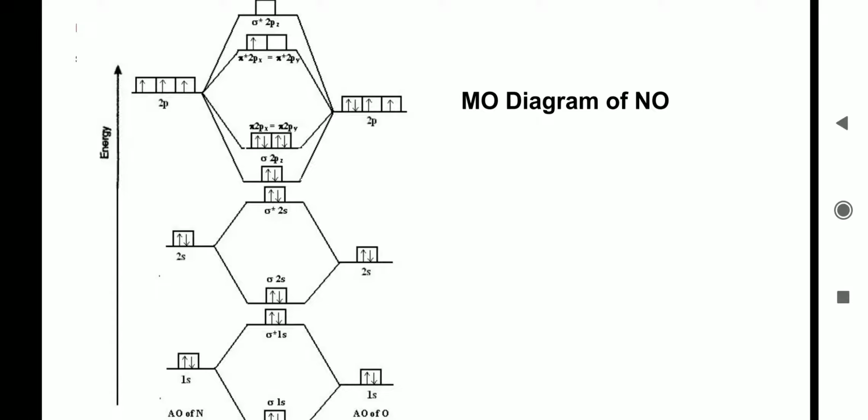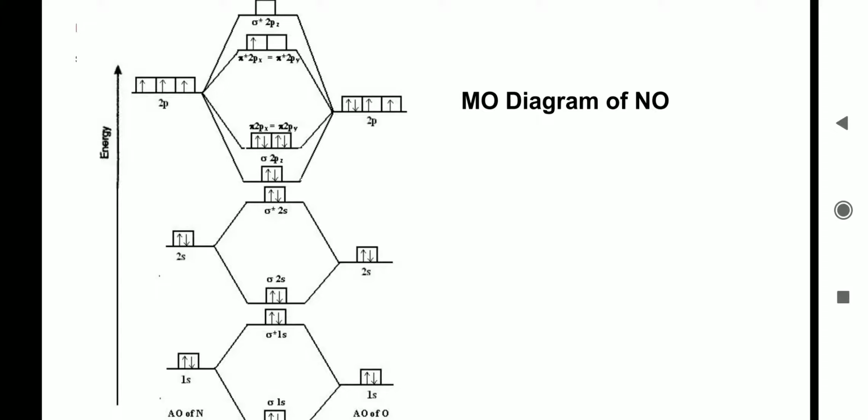Now we will start filling the electrons in the molecular orbitals of this nitric oxide molecule. The first electron will go in sigma 1s and the next electron also in sigma 1s. The last electron, that is the 15th electron, will enter the pi star 2px orbital.